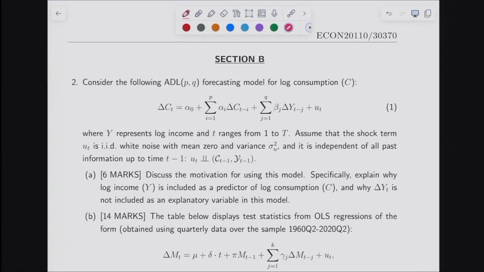And what we assume here is that the error term is an IID white noise with mean 0 and a constant variance, and that this is independent of all past information up to time t minus 1. So the future shocks are independent of past information contained by the consumption and income. This is a very important assumption that we will need to use in later parts of this question.